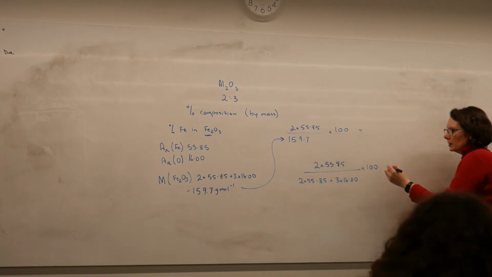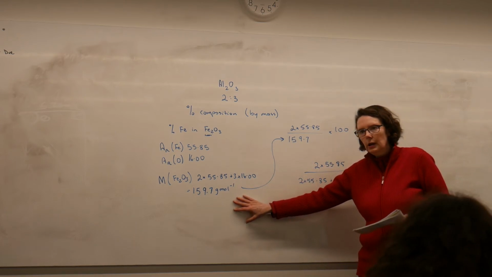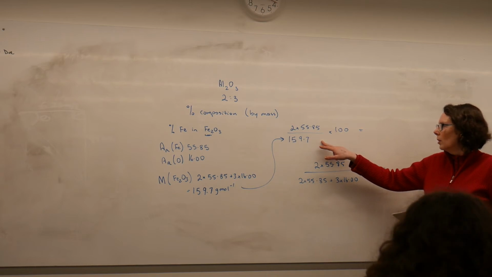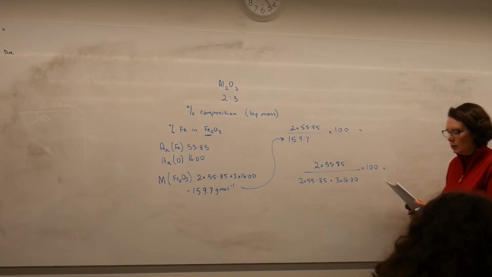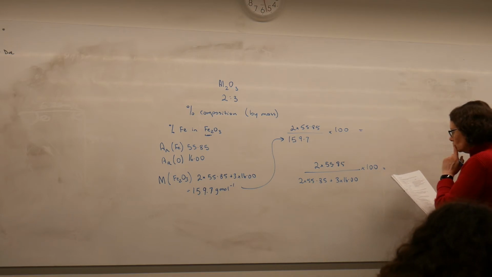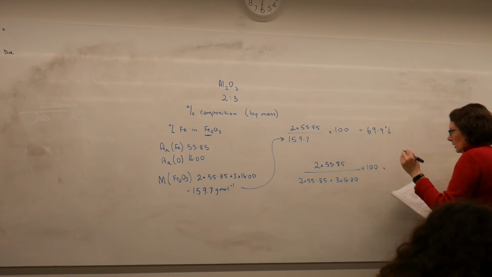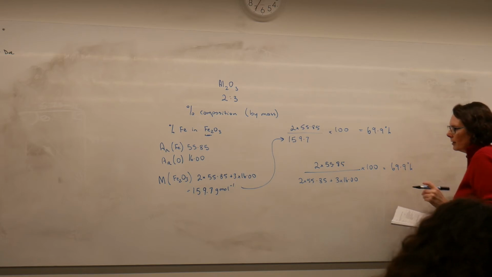Obviously the answers will be the same. So it depends on what you feel most comfortable with. If you want to calculate the molar mass first and then go on and look at your compound, or else you do it all in one go, then we get 69.9%. And that will be the same for either method.